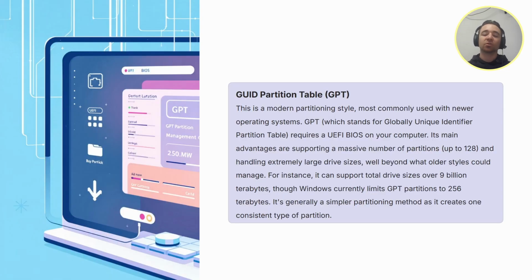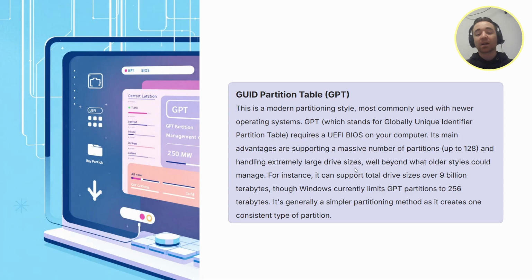So the first one is GPT or GUID partition table. And this is a modern partitioning style, most commonly used with newer operating systems. GPT, which stands for Globally Unique Identifier Partition Table, requires a UEFI BIOS. We talked about that in the 1201, right? You've got your BIOS and then you've got your UEFI BIOS, which is the more modern version, on your computer. Its main advantages are supporting a massive number of partitions, so it can have up to 128, and handling extremely large drive sizes.